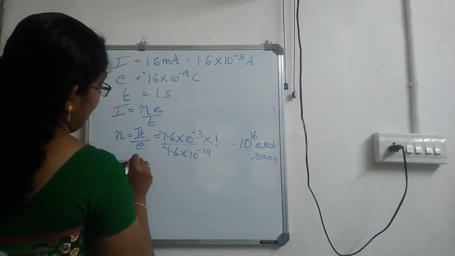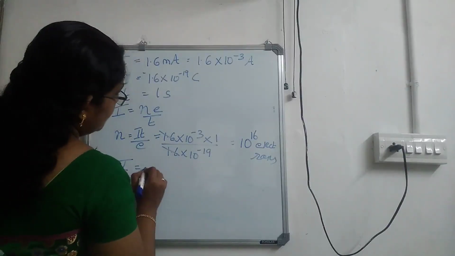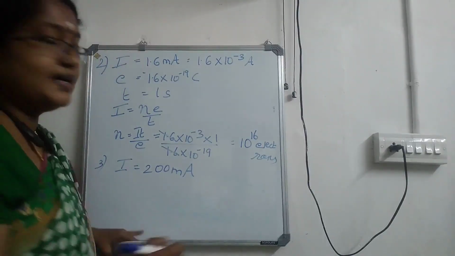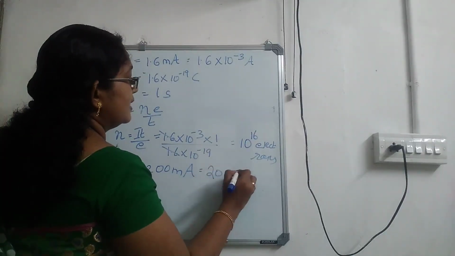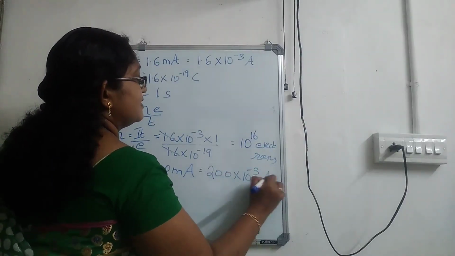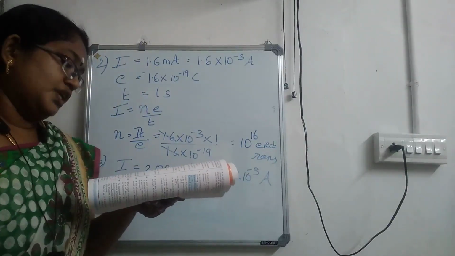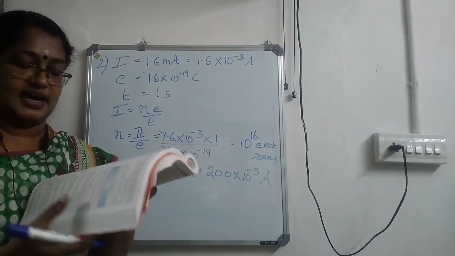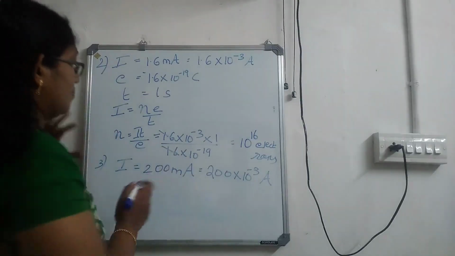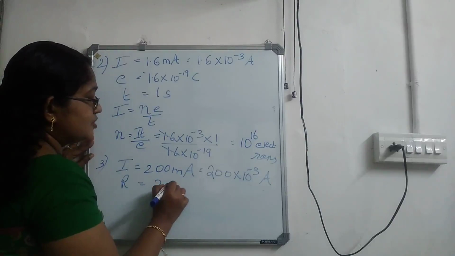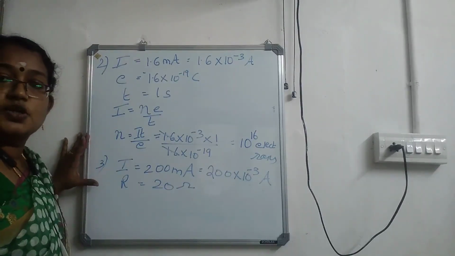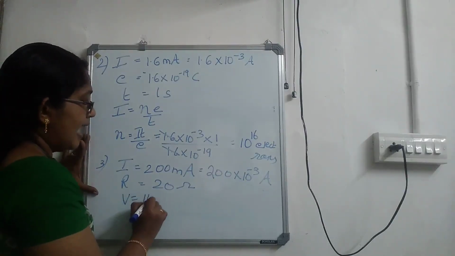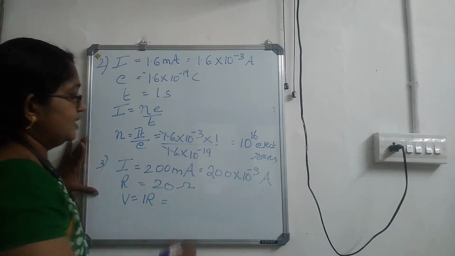So current is given as 200 milliampere. Okay. 200 milliampere is the current. That means it is 200 into 10 raised to minus 3 ampere. Find the potential difference required to flow a current of 200 milliampere in a wire of resistance 20 ohm. Resistance is given as 20 ohm. So which equation should we use here? Ohm's law, isn't it? That is V equal to IR. This is our equation.